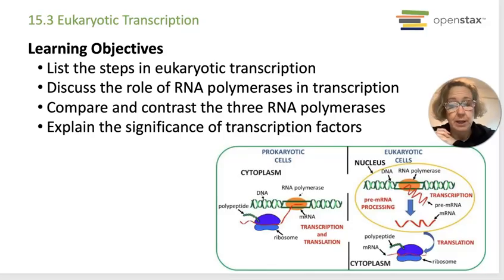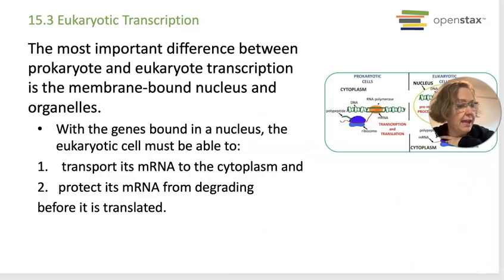We're going to talk about some RNA polymerases, and we're going to contrast the three types of RNA polymerases, and they are named 1, 2, 3. Yeah, they are. Polymerase 1, polymerase 2, polymerase 3. Good names. Love it. And we're going to talk about transcription factors. Okay, let's get into it, shall we?